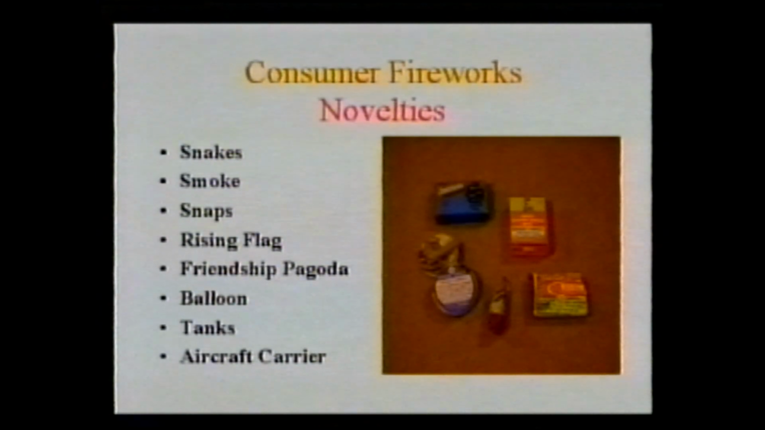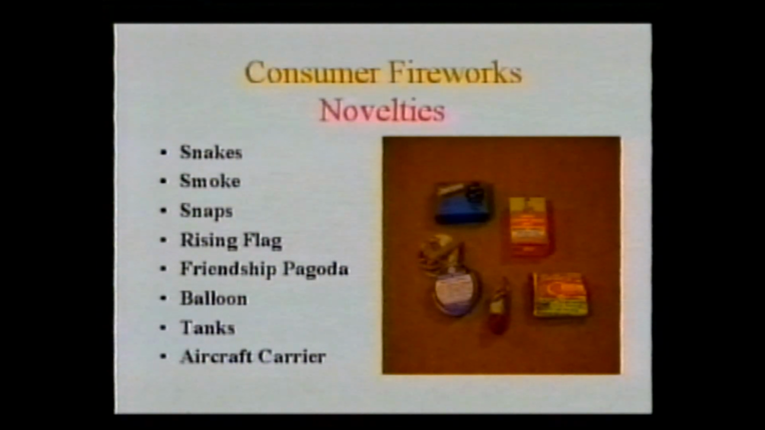There are a wide variety of consumer fireworks under the category of novelties. Snakes, for example, are simply small balls of composition that, when lit, produce a long black ash that looks something like a snake. Of course, there are types of items that produce nothing more than smoke. Perhaps most of you are familiar with snaps, those little papers that you can throw on the ground and produce a snapping sound. There are special effects like the rising flag, the friendship pagoda, the balloon. This actually takes advantage of the gases given off by the black powder reaction to inflate a balloon.